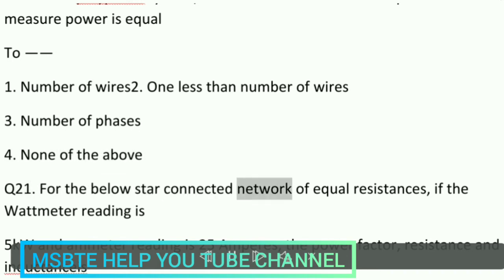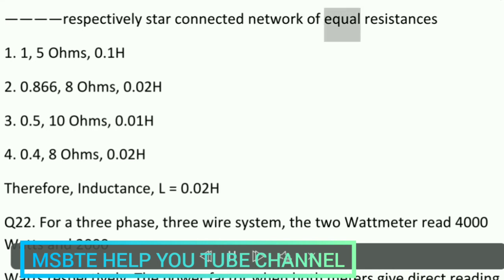Q21. For the below star connected network of equal resistances, if the wattmeter reading is 5 kilowatts and ammeter reading is 25 amperes, the power factor, resistance and inductance are, respectively: 1. 1, 5 ohms, 0.1 H. 2. 0.866, 8 ohms, 0.02 H. 3. 0.5, 10 ohms, 0.01 H. 4. 0.4, 8 ohms, 0.02 H. Therefore, inductance L equals 0.02 H.